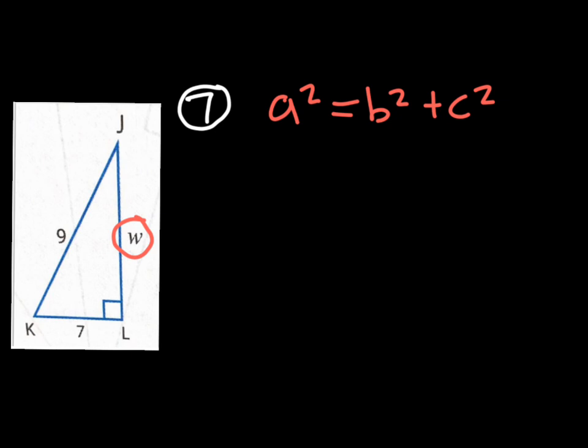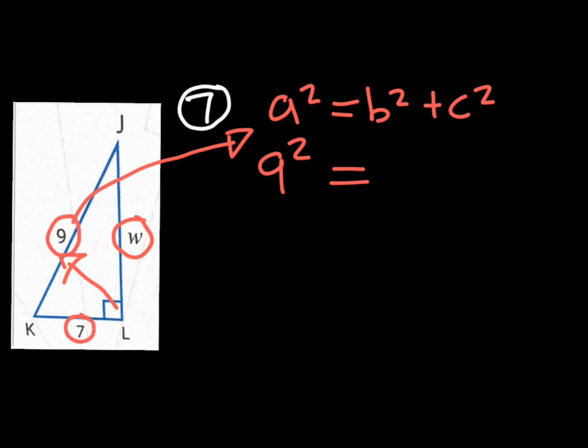So just to give you guys a little bit of insight, our hypotenuse, which we can see here is 9 as it is opposite the right angle, we can substitute this value in and we can say that 9 squared is equal to, now we can let this value over here be our B squared, rather we let that be 7 squared, and now our missing side is W, so let that be W squared.